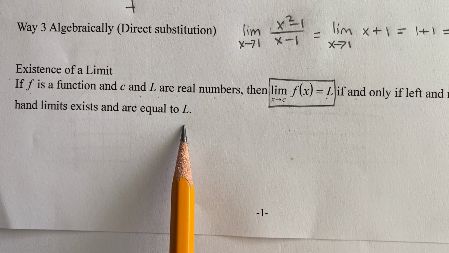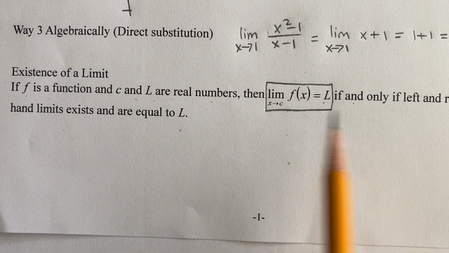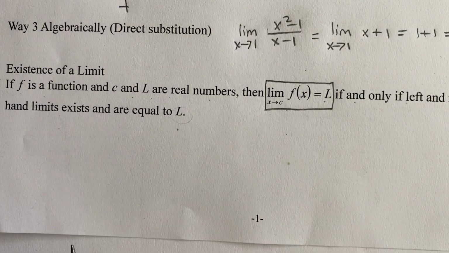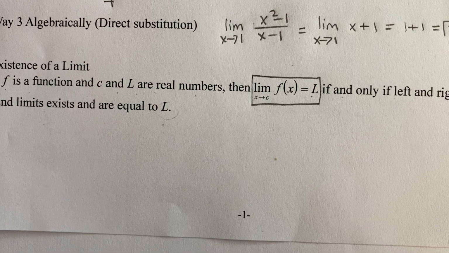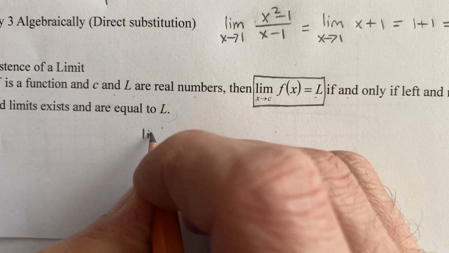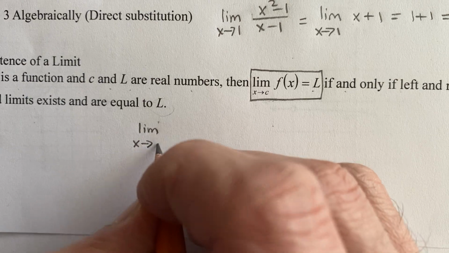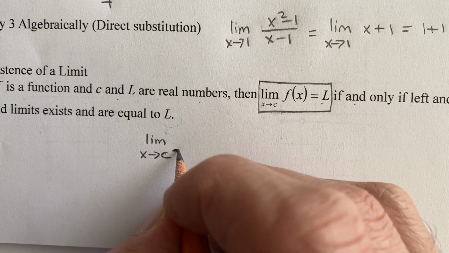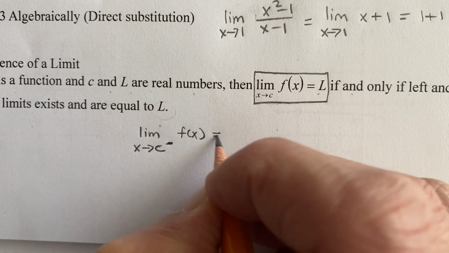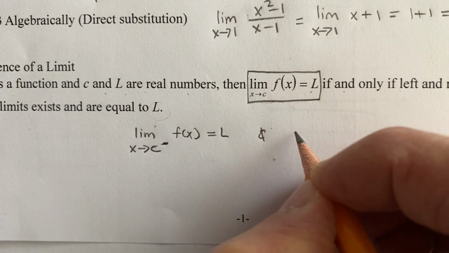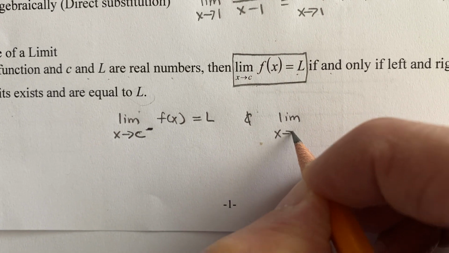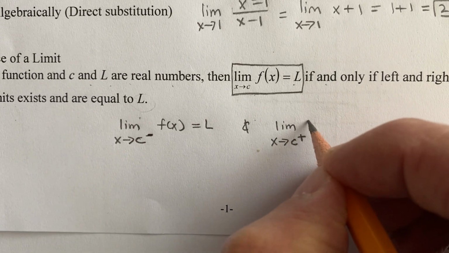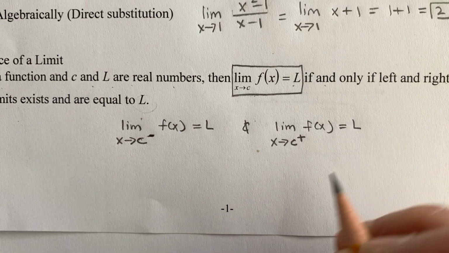So what this is saying is that the left hand limit and the right hand limit have to both approach the same number for the limit to exist. Okay, so let me write out the notation here. The limit as x approaches c from the left, there's just a negative sign here, of f of x is equal to L. And the limit as x approaches c from the right, so this plus just means it's approaching from the right, of f of x is also equal to L, okay?